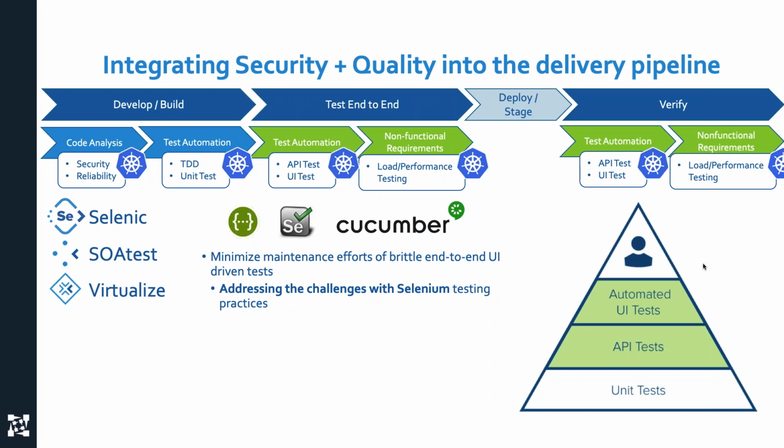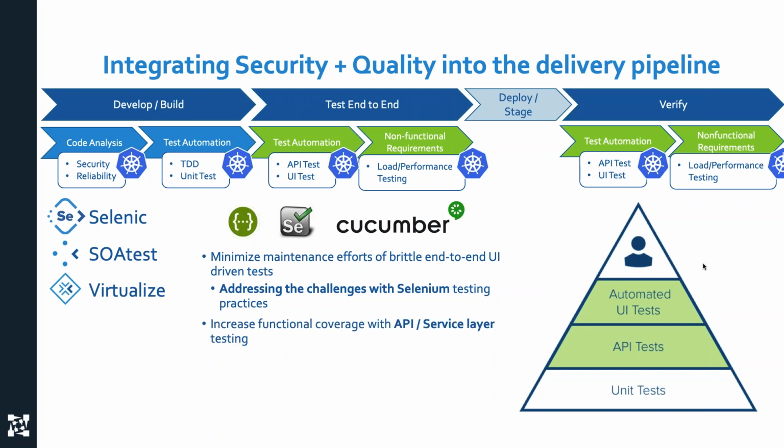So when you look at the automated UI tests, you're typically talking about, as I said, Selenium. We have a product called Selenic, which actually helps organizations that are using Selenium address maintainability and stability issues associated with UI tests, which is typically the number one challenge that most people face when they're doing their UI testing.